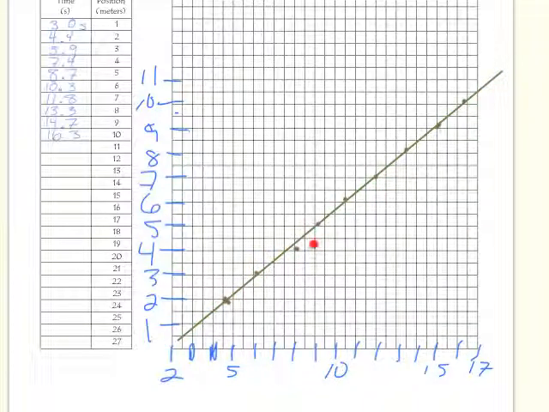Now, I want you to notice some things. Because I made a straight line, you see this point right here that doesn't really fall on the line, but that's okay because I'm looking for a general trend, and I'm looking for that relationship.